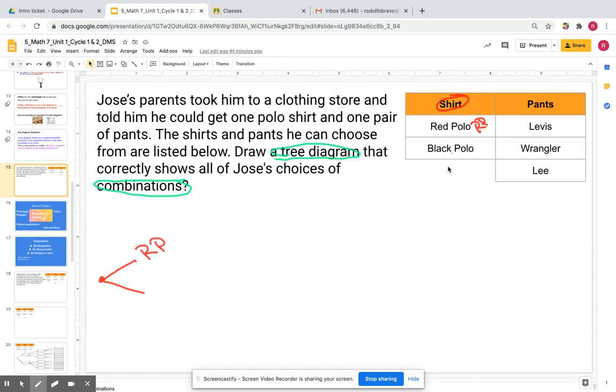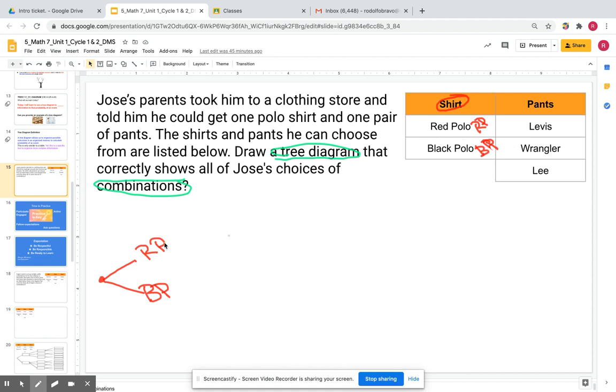The other option is black polo. I'm going to use B for black, P for polo. Oh, that was not an R. Quickly erase that. Okay, so now we have to look at the pants because we just took care of the shirts. You write a P.